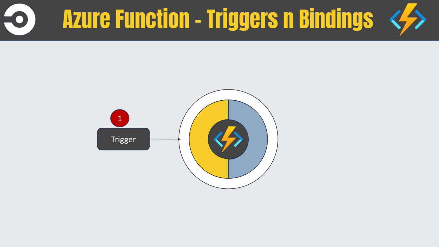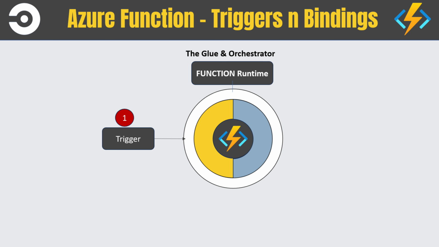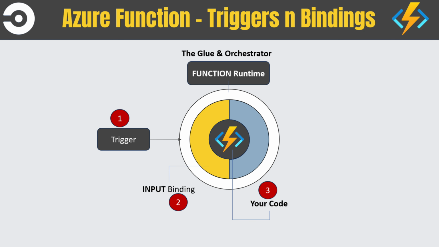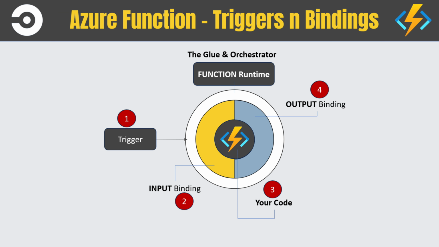The runtime is the invisible orchestrator, detecting events, creating execution context, opening streams, handling retries, scaling, and logging. Input binding brings the data into your function. Your code executes business logic, for example, moving the blob from uploads to processed. Finally, output binding writes the processed data out automatically.